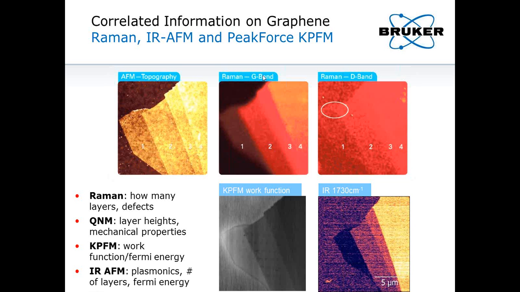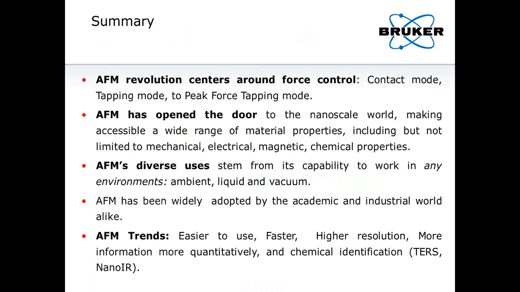Now with the Raman spectroscopy on the G band, you can see clearly some stair structures corresponding to the topography there. On the Raman D band, you see some high resolution defects there. And also you can see with the IR map at this wavelength the difference in the layers. And here with KPFM, you can see the work function there. So you can really gather all the different information together and correlate with each other.